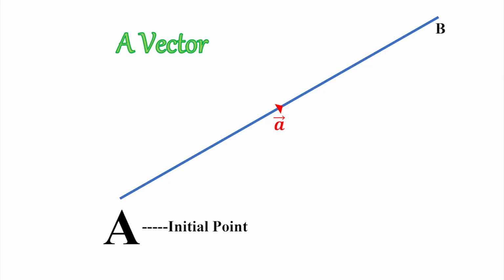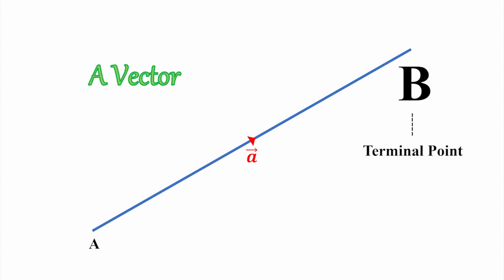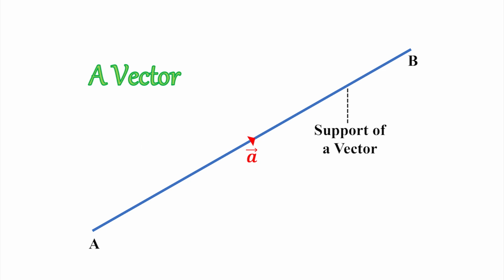A vector has a tail and a tip. The tail point A is called the initial point and the tip point P is called the terminal point of the vector. The initial point of a vector is also taken as the origin of the vector. The undirected line AB is called the support of a vector. A vector can be identified in different types. Let us learn about some of them.